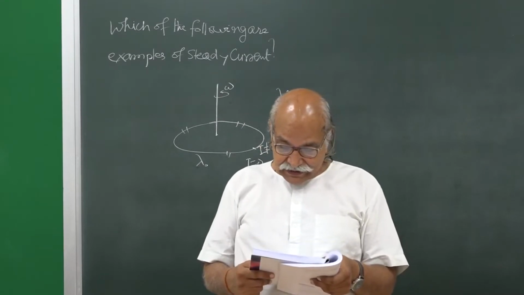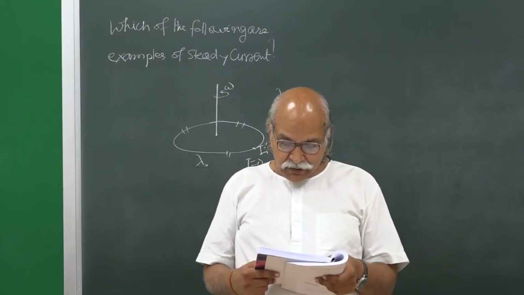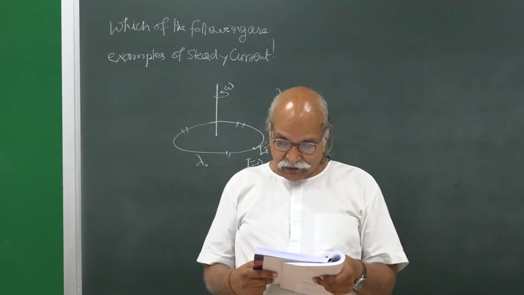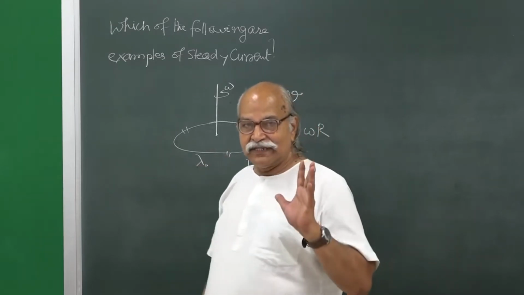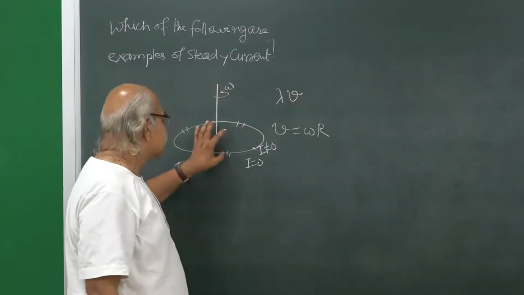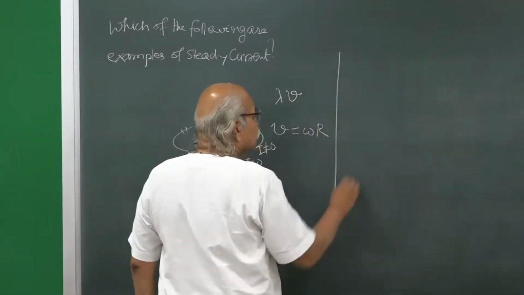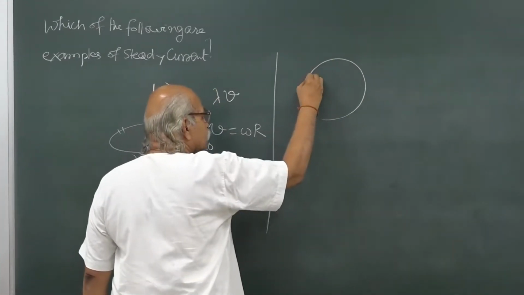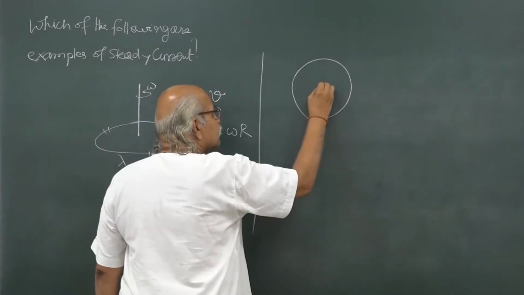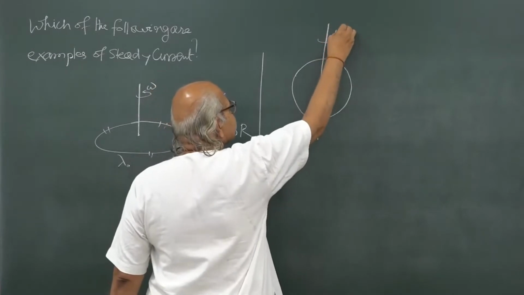Then the next one is a ring of radius capital R with a uniform linear charge density lambda naught rotating about one of the diameters with a constant angular velocity omega. So, the same situation, but now it is rotating about a diameter. That means it is rotating not about its axis, but a diameter. So, if you draw the ring this way, here is the diameter, and it is rotating about this.